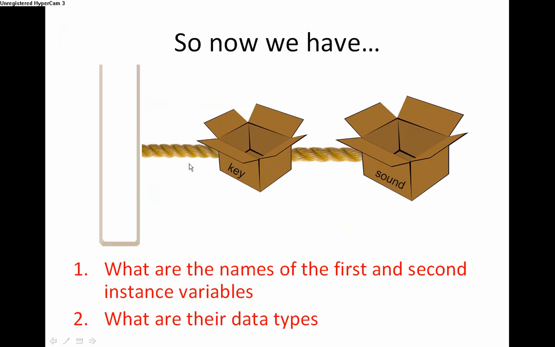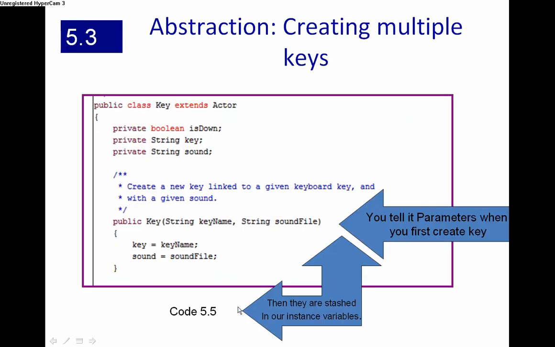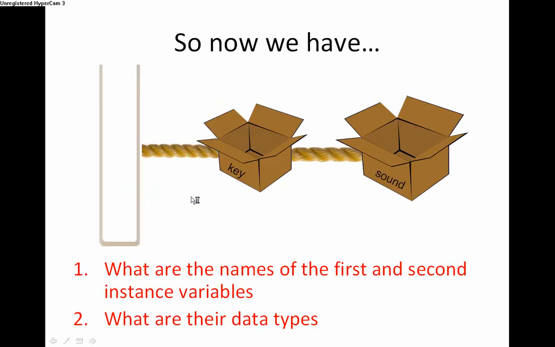We'll have a key, and we'll have 2 boxes, right? And now tell me, what are the names of the first and second instance variables? These guys have names. What are their names? And second, what are their data types? Okay, answer those questions. What are their names and what are their data types? And by the way, you can try to find some answers up here. We'll give you a little bit of a hint.